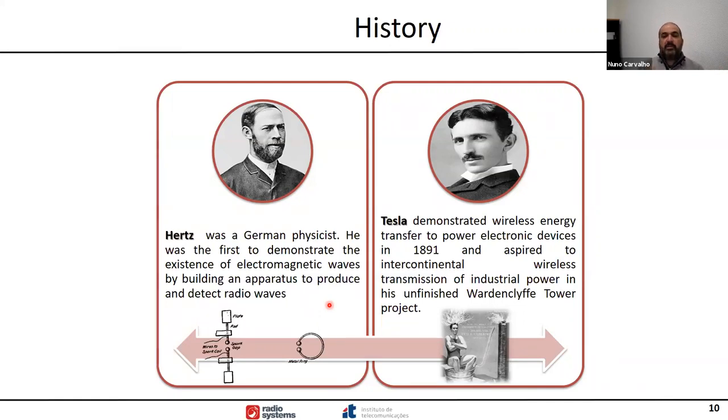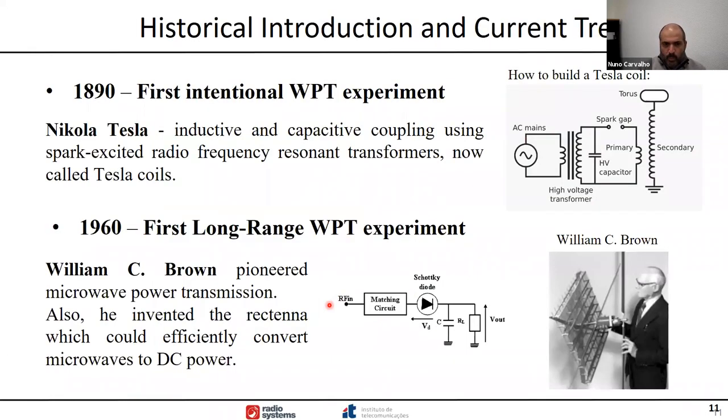So with the Wardenclyffe Tower project, the idea was actually to be able to distribute energy over the world using only electromagnetic waves. Well, from the far-field aspect, we normally attribute this wireless power transmission concept to Tesla, but if you look carefully, this actually goes back to Maxwell, Faraday, Ampere, Hertz. So all these scientists were actually the beginners of this amazing theory.